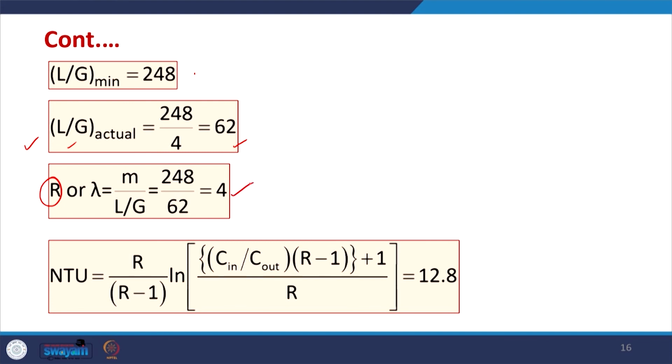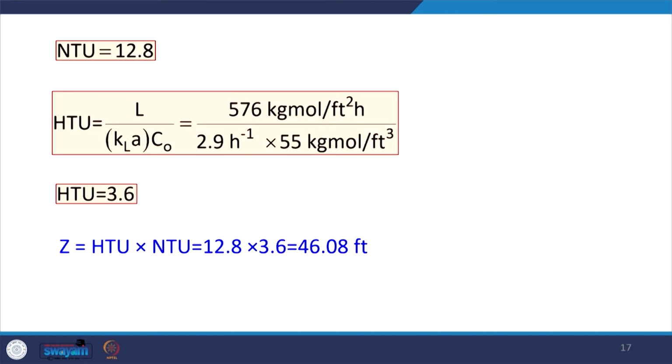So, this is known. This comes out to be 4, and if this 4 value is known we can find out the NTU, because C in upon C out is known to us. So, this comes out to be 12.8. Now, we can find out the HTU also because HTU can be given by this. For this particular problem, if you go and cross check, we can put all these values from the literature; we are getting the KLa value. Similarly, we can take different values. So, HTU will be coming out to be 3.6.